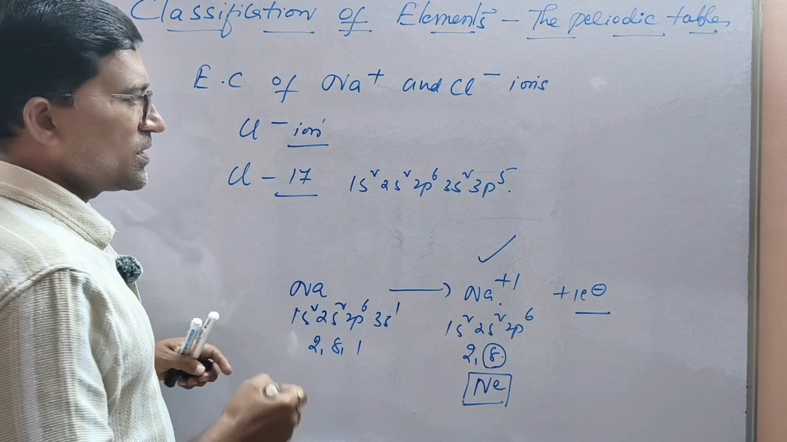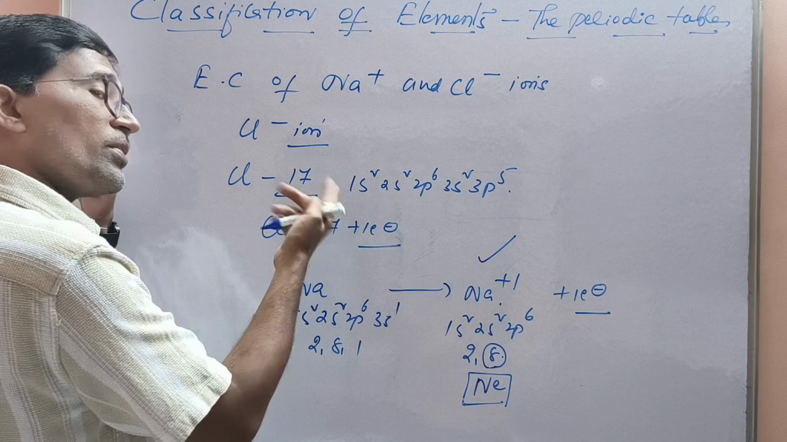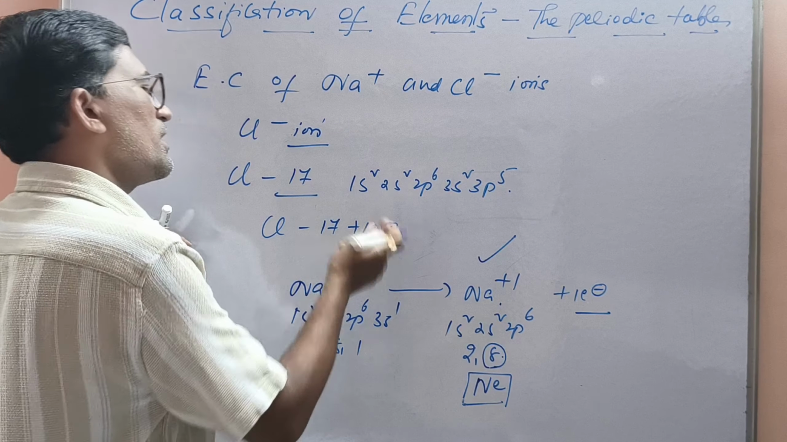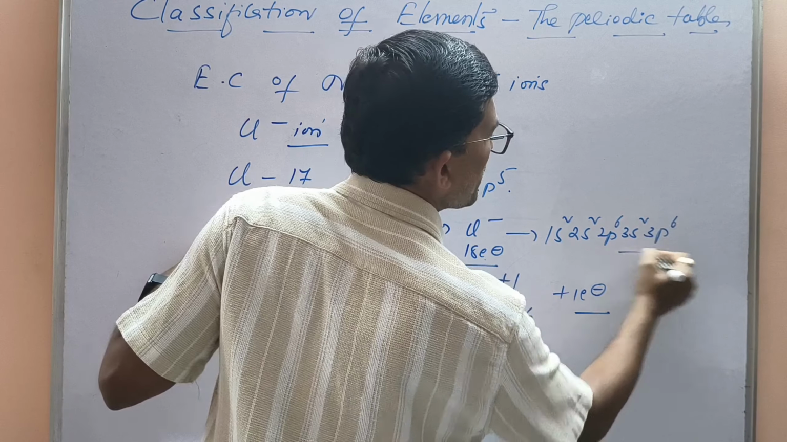Now chlorine's configuration is this much, and Cl minus ion means chlorine is going to gain 1 electron, so 17 plus 1 electron. Gaining an electron means it gains a negative charge. So 1 electron is added to the last 7 electrons, and it converts into Cl minus with 18 electrons. Now the configuration is 1s2, 2s2, 2p6, 3s2, 3p6.